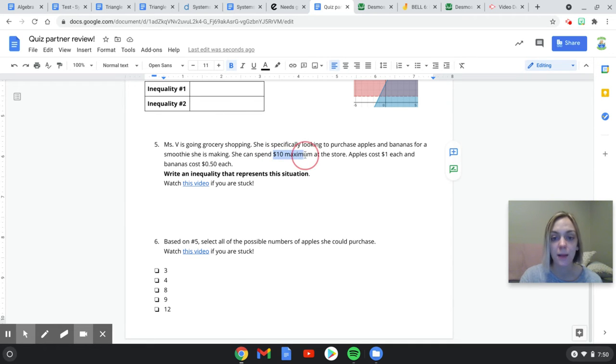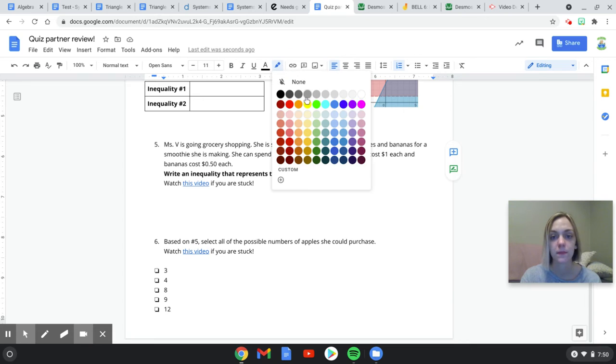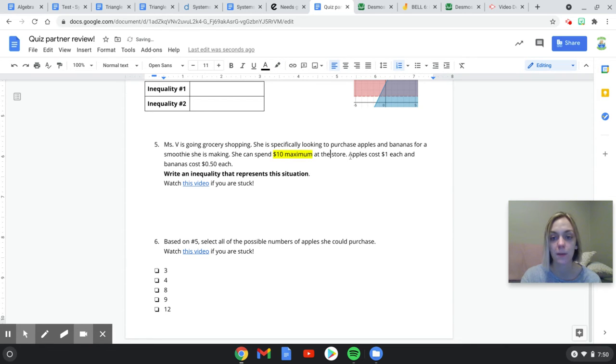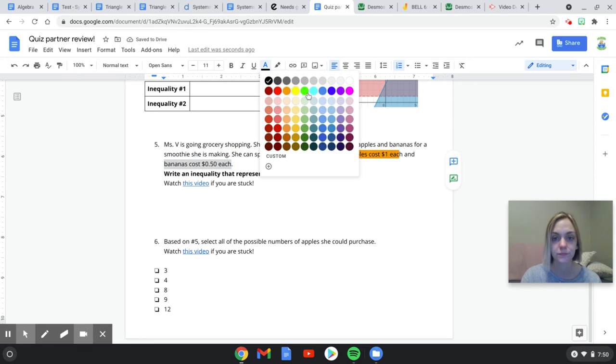So right now, I'm just going to highlight some of the important numbers here. I have my maximum. I'm going to have how much apples cost, I'll put in a different color. And then how much bananas cost, I'm going to put in a different color.